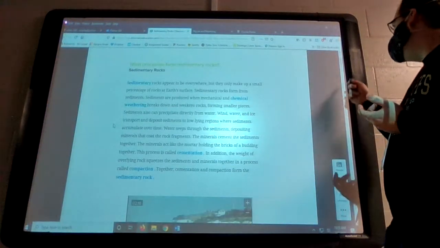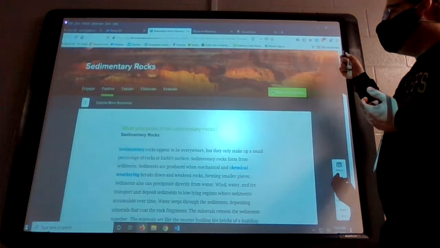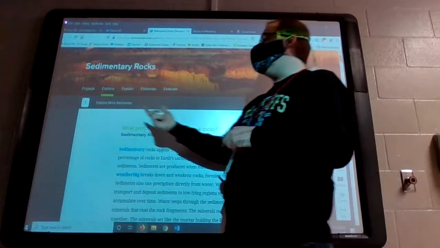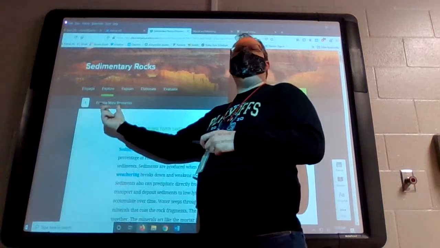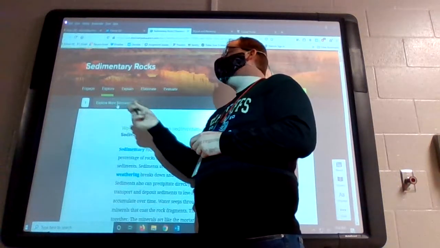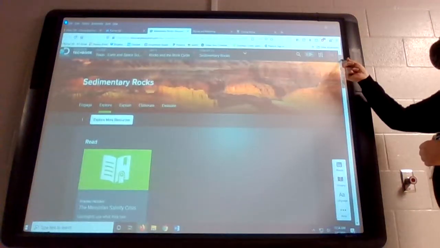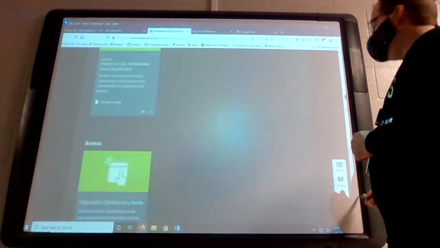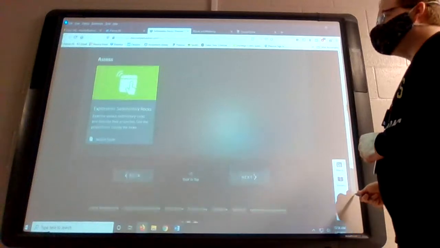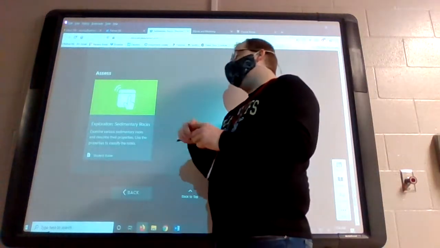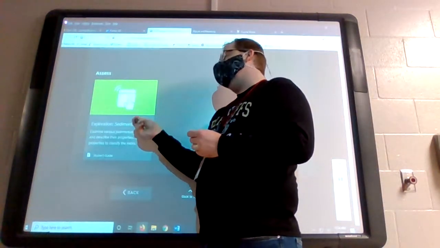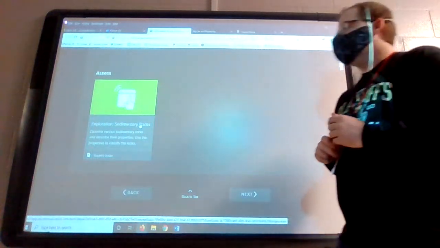It takes you to the sedimentary rock section, which is on the Explore tab. All you need to do is scroll up just a little bit and click on Explore More Resources. Once you get to that page, scroll all the way down to the bottom, and you will see today's assignment, Exploration Sedimentary Rocks in the little green picture there. That's what we're looking for.